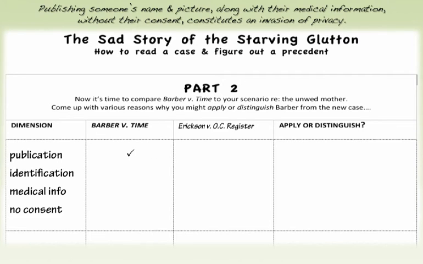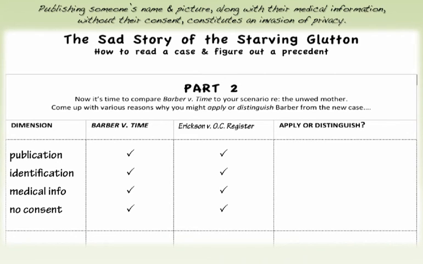Like, Barbara, you had publication, same with Erickson v. OC Register. Barbara, she was identified by both name and picture, so was Erickson. Medical information was released in Barbara v. Time concerning her weird, starving glutton mystery illness. Erickson's medical condition of pregnancy was also publicized. And then finally, neither woman gave consent.